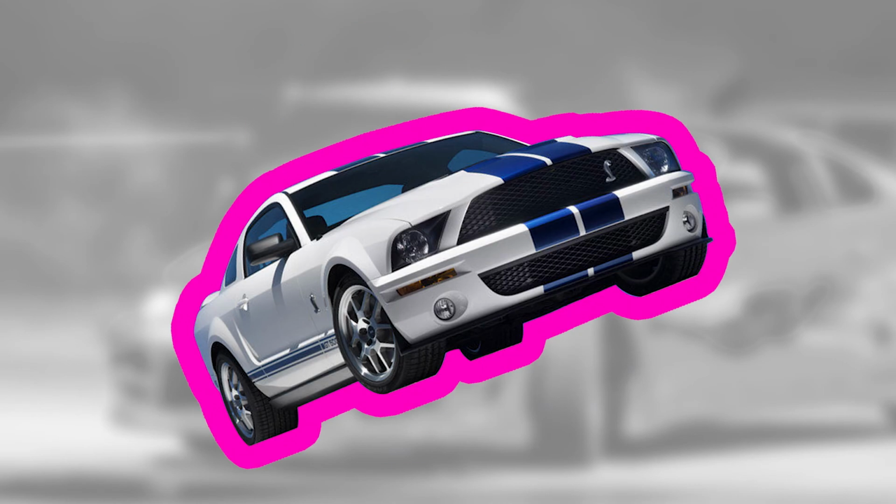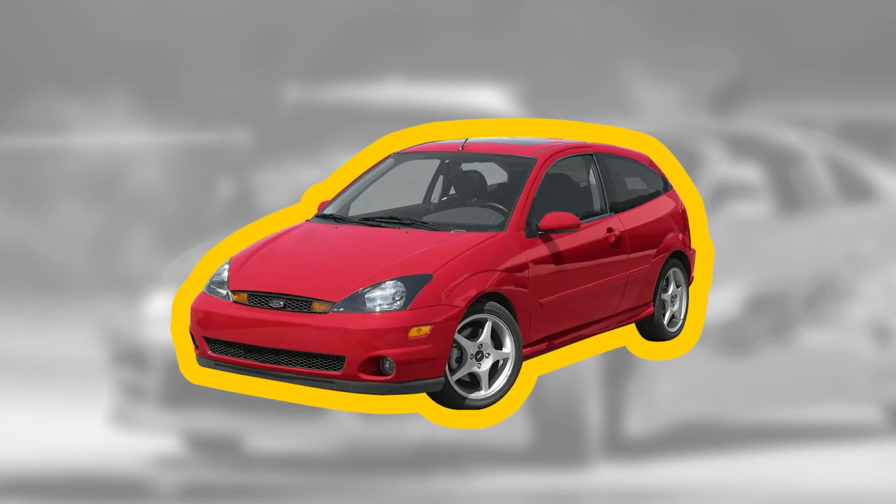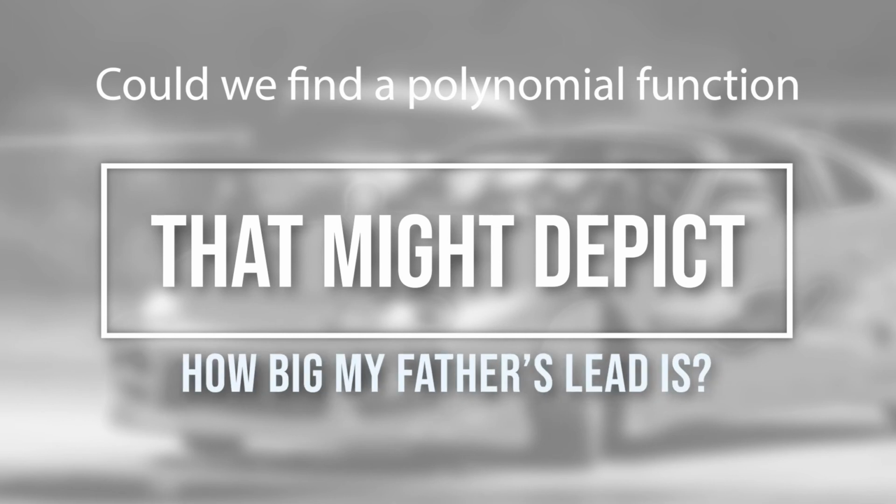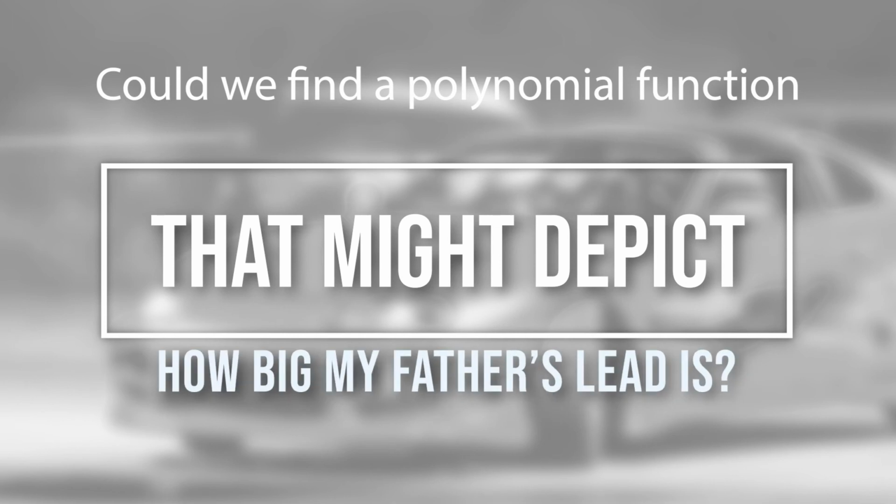Let's say I race against my dad in my car. He is driving his SVT Shelby GT500. His car is much faster than mine, but being a muscle car, it does not corner very well. My car is very small, so when we start to add corners into the race, I will stand more of a fighting chance. Could we find a polynomial function that might depict how much of a lead my dad would have on me if we raced one another?